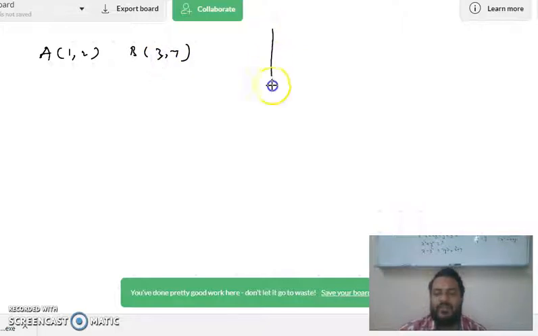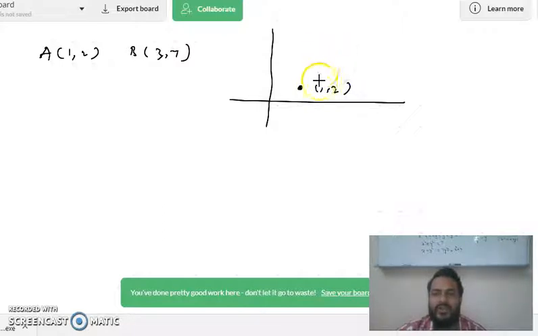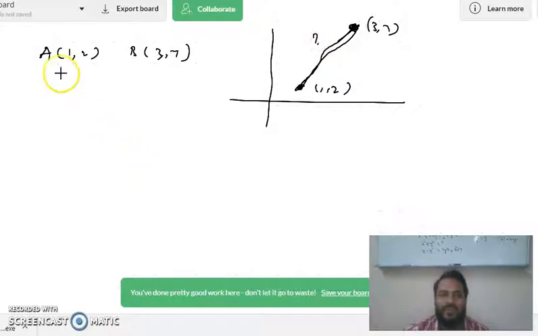See, actually, what will happen? 1 comma 2 may be here, and 3 comma 7 is here. There will be a line joining these 2 points, and we have to find the equation of this straight line. So call them x1 and y1, and x2 and y2.